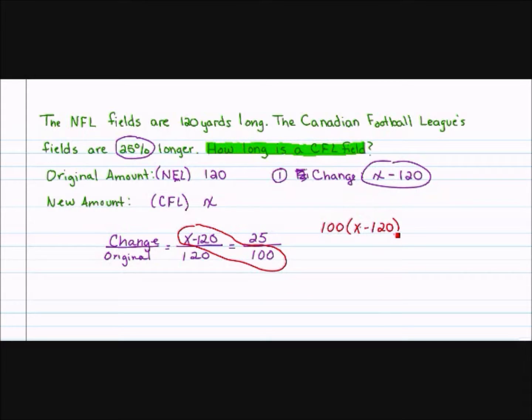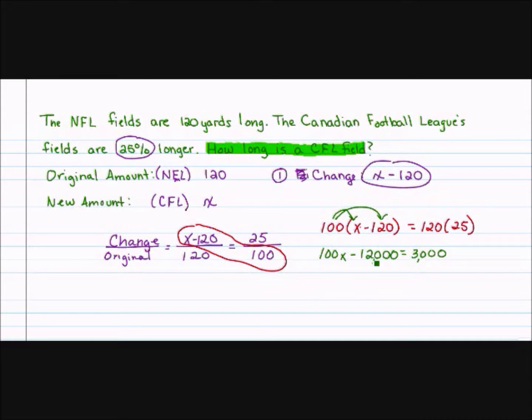Equals 120 times 25. We have to use the distributive property. 100 times x is 100x. 100 times negative 120 is negative 12,000 equals 120 times 25 is 3000. Oops, I need to add a 0 there.